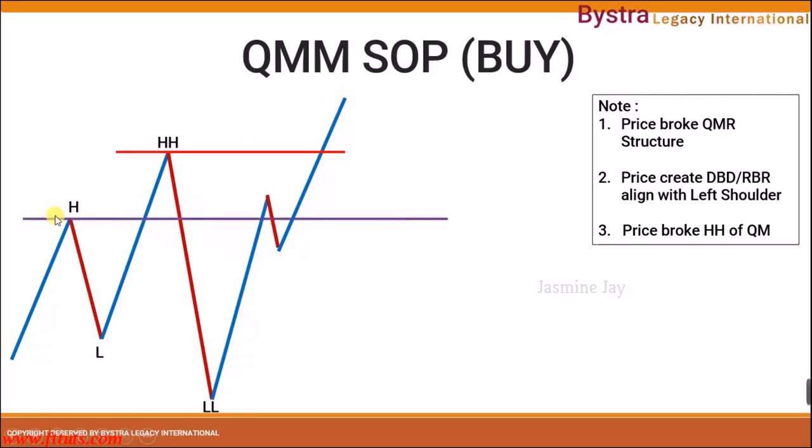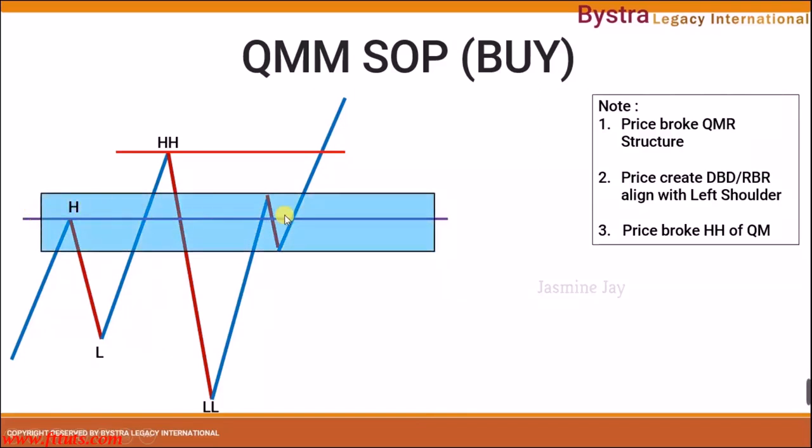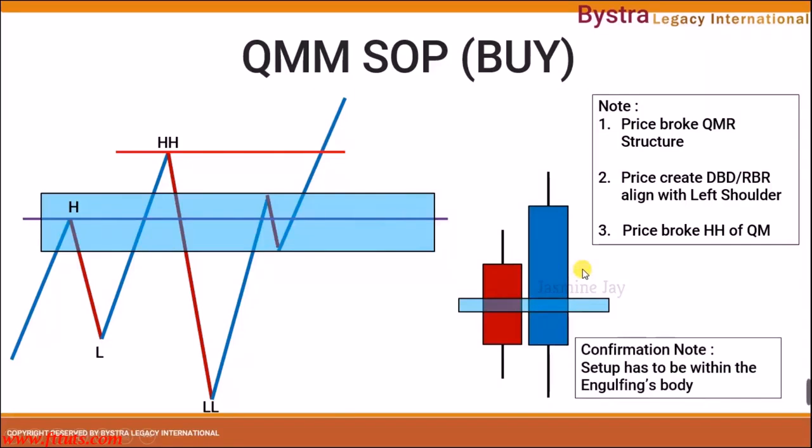First, remember guys, we always mark the horizontal line first, on the left shoulder, aligned with the rally base rally. We mark the zone. So on the rally base rally, on the base itself, we mark the whole zone of the body of the base and make sure that the entry point is aligned with the rally base rally, because the entry point here is where we will set our PO. And remember guys, confirmation on the higher TF is very crucial.